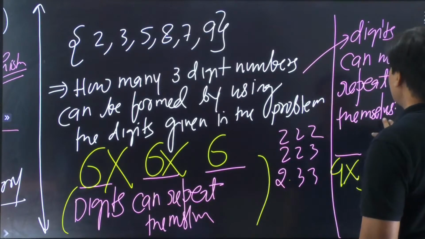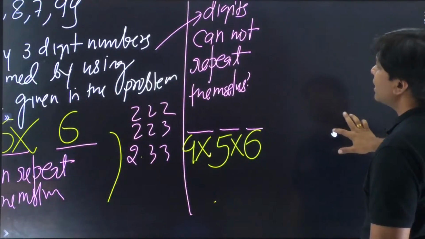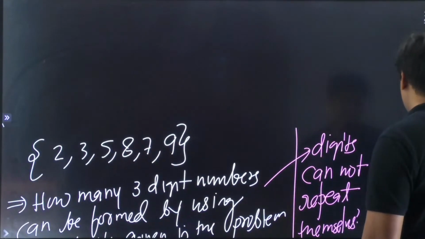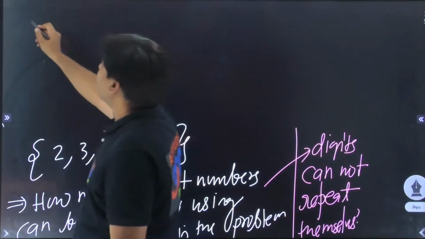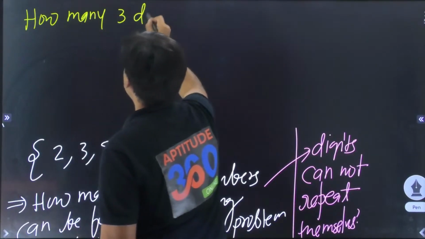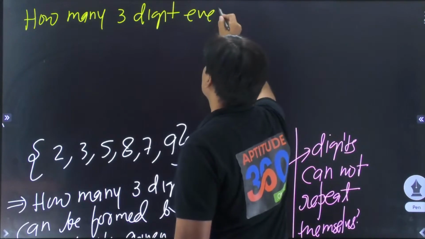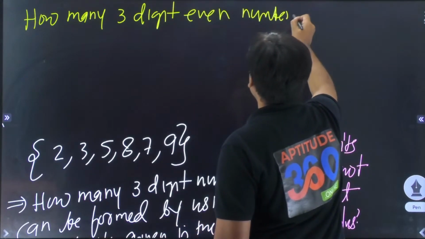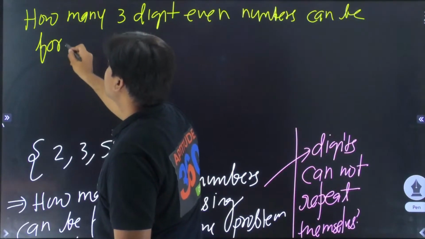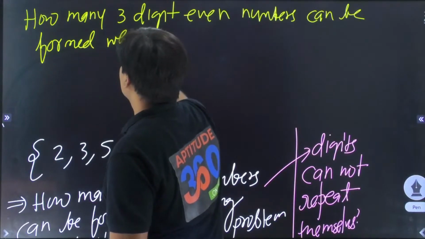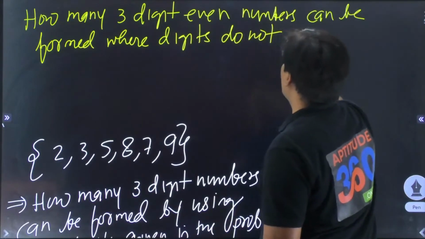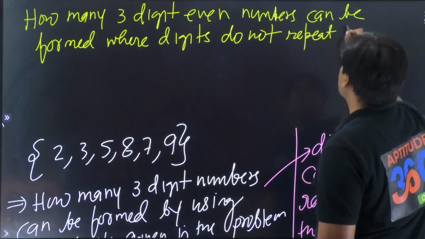Now, what if I say in the same problem, 2, 3, 5 and 7 and 8 के साथ में, I say that how many 3-digit even numbers can be formed where digits do not repeat themselves. What do you think is the answer?